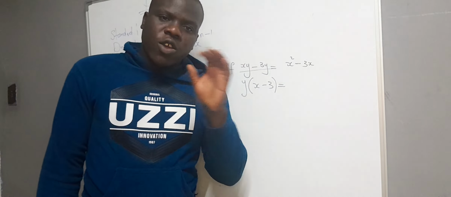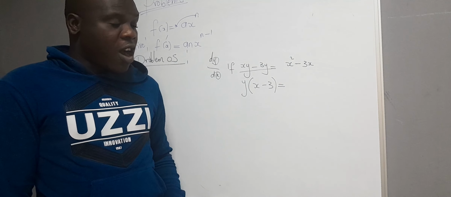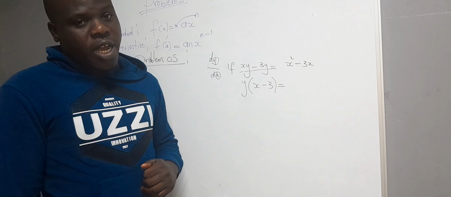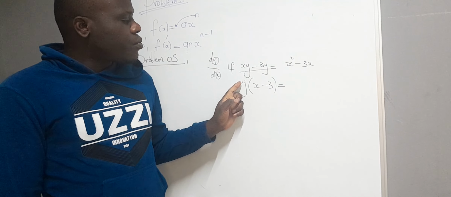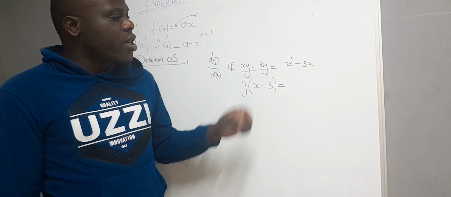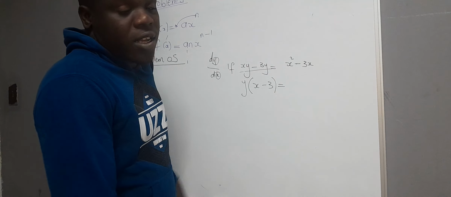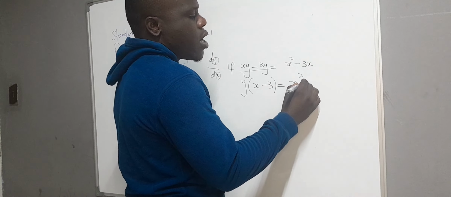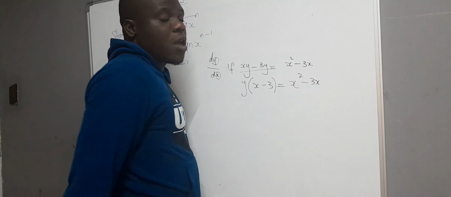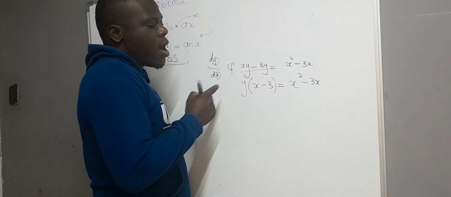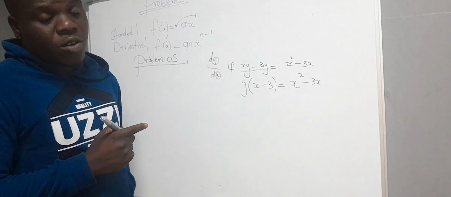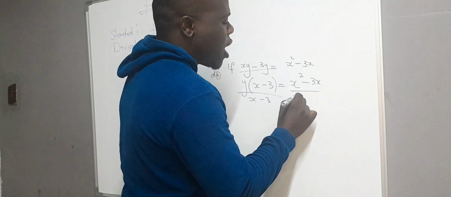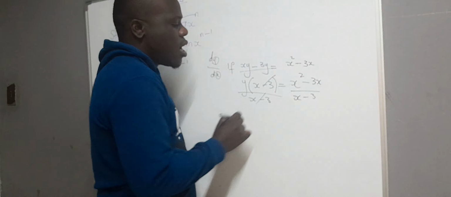So in math, whatever you do, you must be able to go back where you are coming from. If I say y multiplied by x, I'm going to get xy. If I say y multiplied by negative 3, I'm going to get negative 3y. So everything is fine. So here we have x squared minus 3x. Because my y should be the subject of the formula, I'm going to divide by x minus 3 both sides.